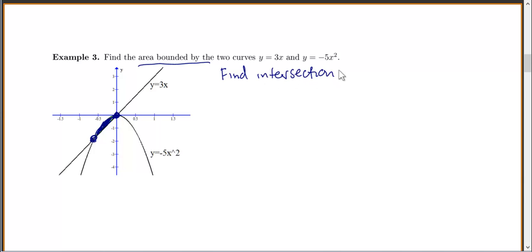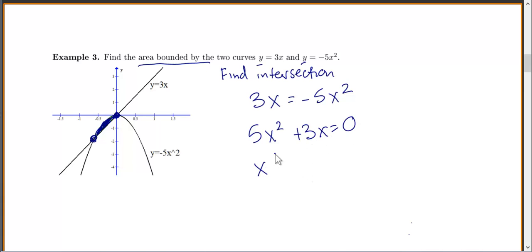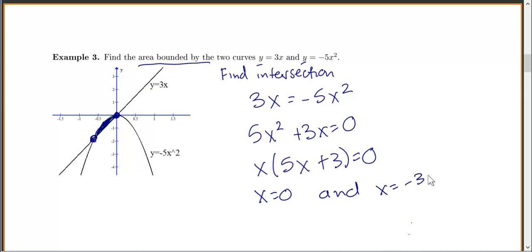Okay. So how do you find the intersection of y equals 3x and y equals negative 5x squared? What you do is you say, well, this is a y equals, this is a y equals, let's set them equal to each other. So we do 3x equals negative 5x squared. At this point, I would bring them both to one side, 5x squared plus 3x equals 0, and I would factor. So it's x times (5x plus 3) equals 0, and I'd say x equals 0 and x equals negative 3/5.